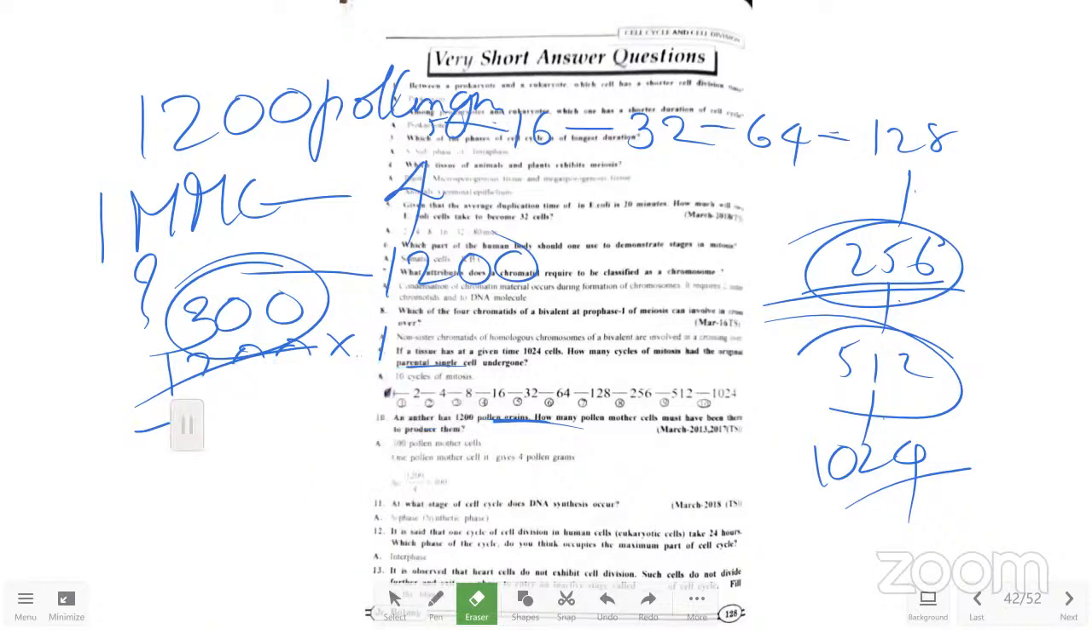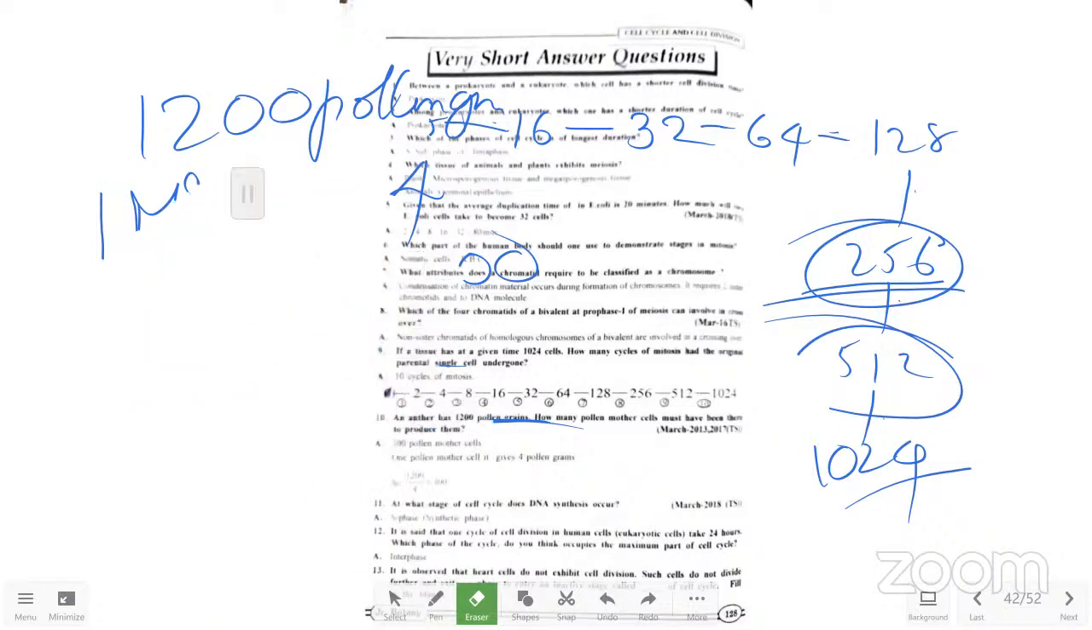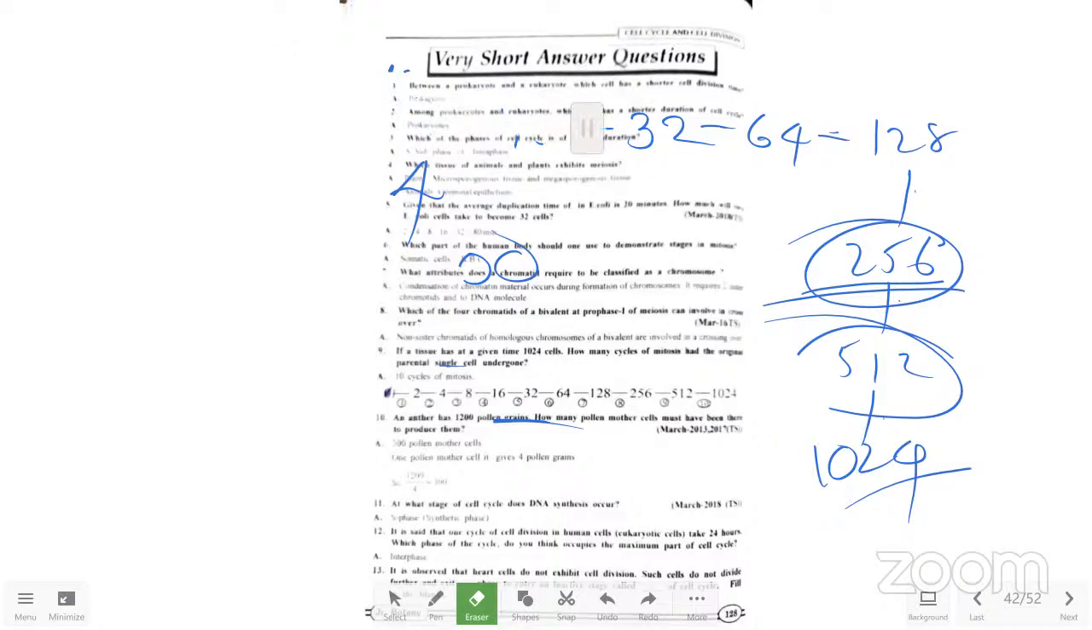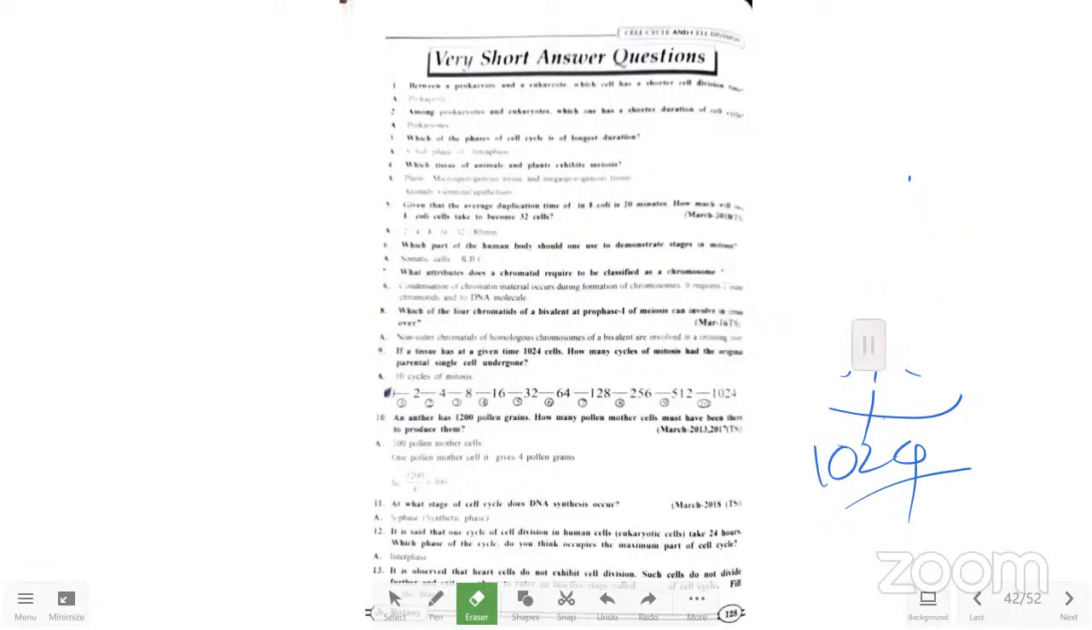So be prepared with these questions. Time was up, so I cannot make many more questions over here. Tomorrow we will continue with these important chapters where the numericals are there, where you can get 2 marks as it is.